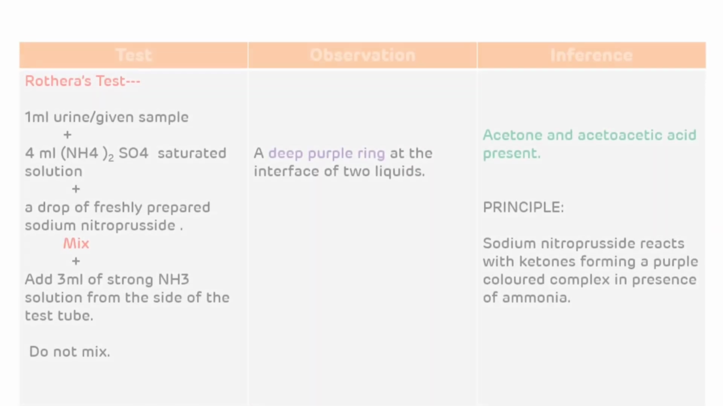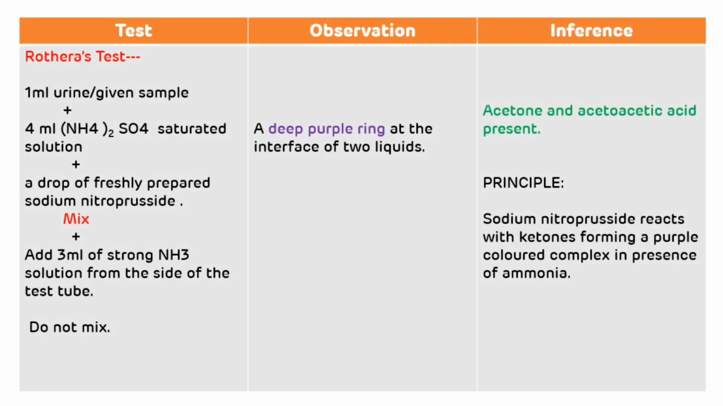Now we will see the principle, procedure, observation and inference of Rothera's test. First, the procedure of Rothera's test. In a dry test tube, take 1 ml of urine or given sample, then add 4 ml of saturated ammonium sulfate solution, then add a drop of freshly prepared sodium nitroprusside and mix it properly.